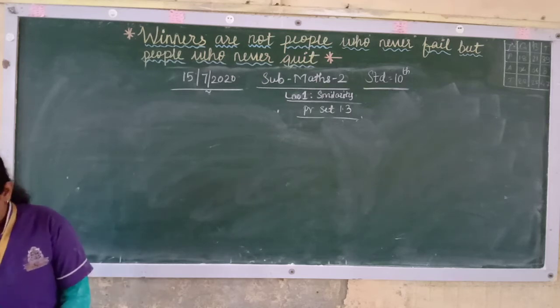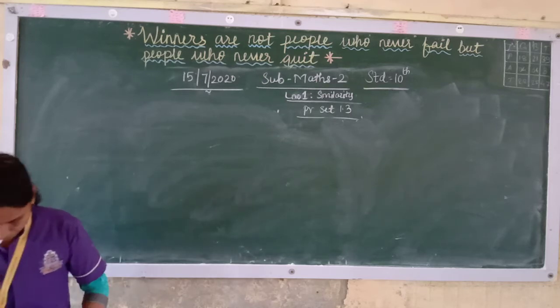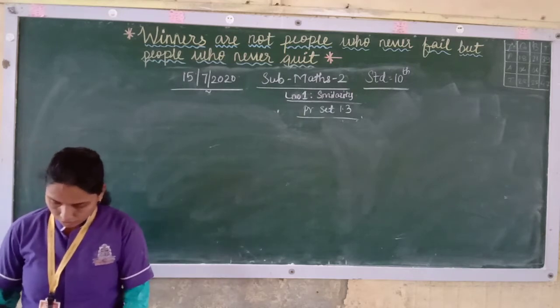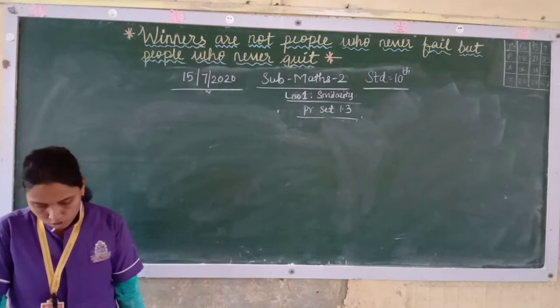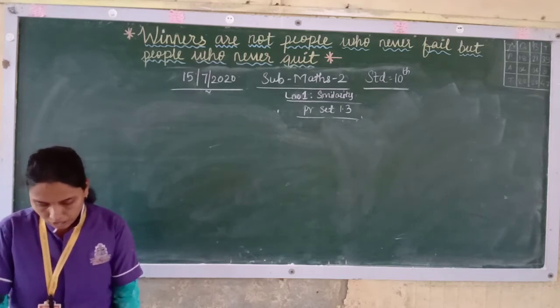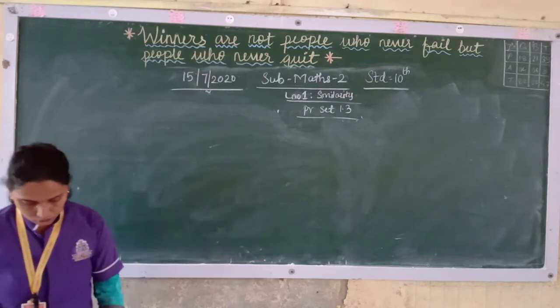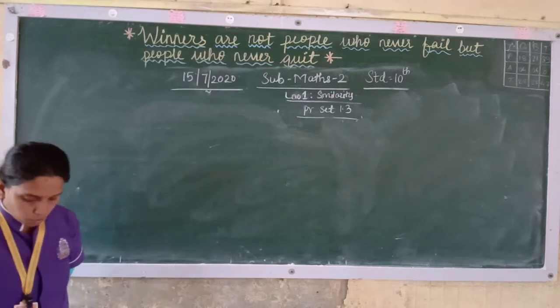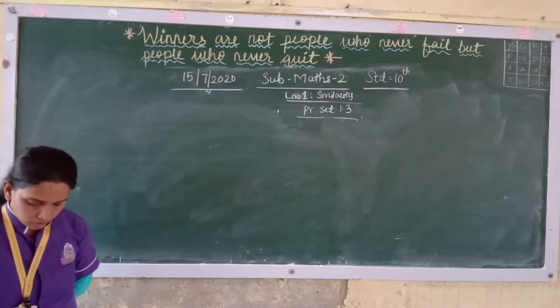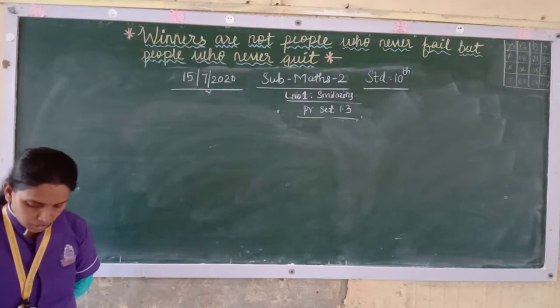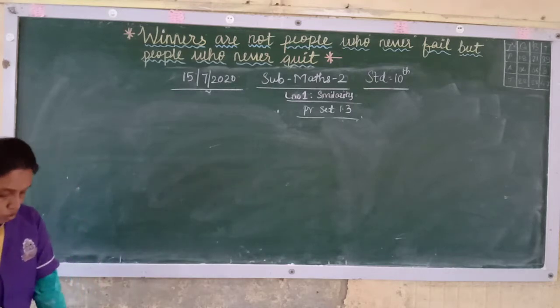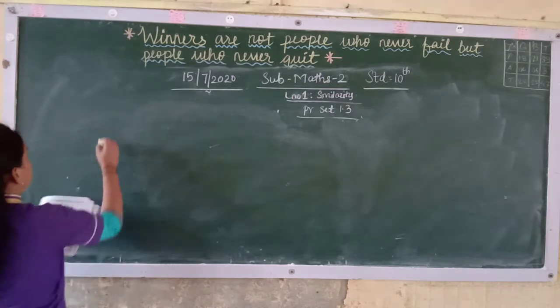Now what we have, the third one. As shown in the figure, two poles of height 8 and 4 meters are perpendicular to the ground. If the length of the shadow of the smaller pole due to sunlight is 6 meters, how long will be the shadow of the bigger pole at the same time? So see here, the third one.